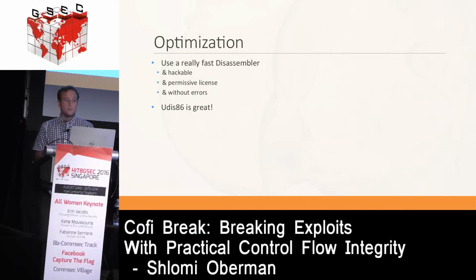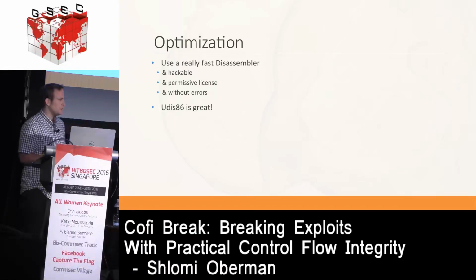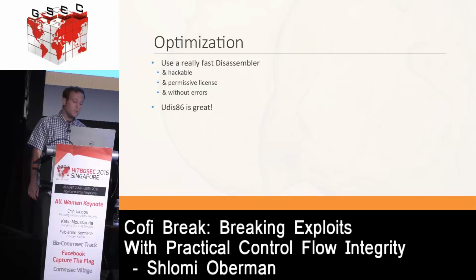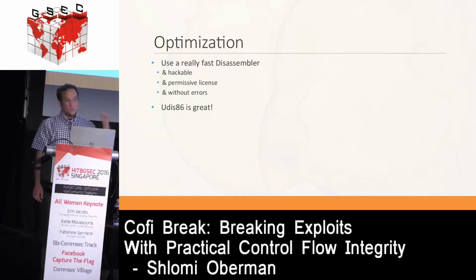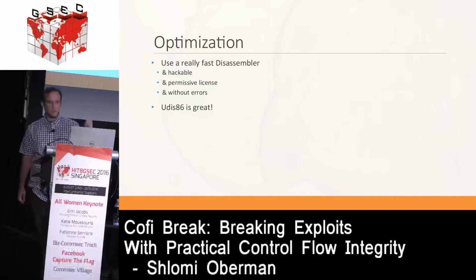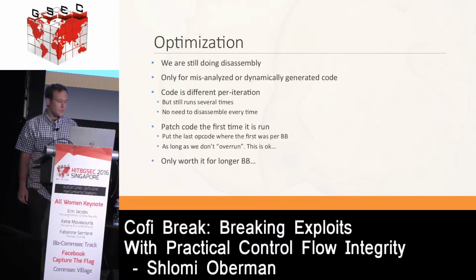One way to optimize this is to use a very fast disassembler. Intel Z is also not suitable in terms of license. I really like UDIS 86. It's great. It's hackable. Very permissive license. No errors. Really fast. I tried DStorm. I tried Capstone. This is what I chose for my specific purposes. It's very lightweight and maintained, but I really have to say this is a great product, UDIS 86. It was actually also the fastest disassembler.